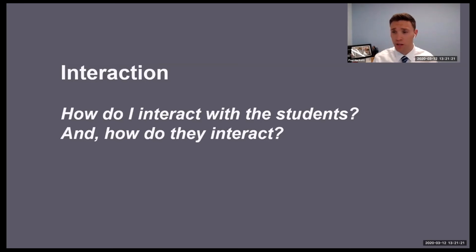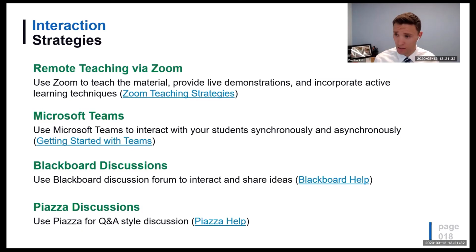So the second thing I'll caption here is interaction, right? You're used to interacting with students in an on-site location, and now the students are going to be remote. So how do I interact with students, and how do they interact? There's a couple of ways in which you can do this. The first one is obviously by policy, it's going to be remote teaching. So at the same time that you would have your regular class, you're now going to be teaching that remotely via Zoom.